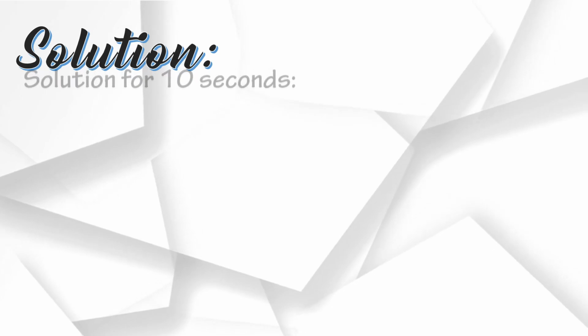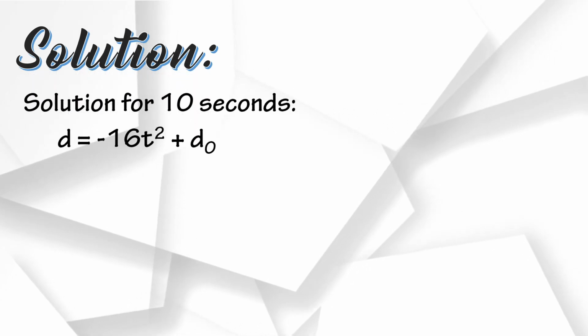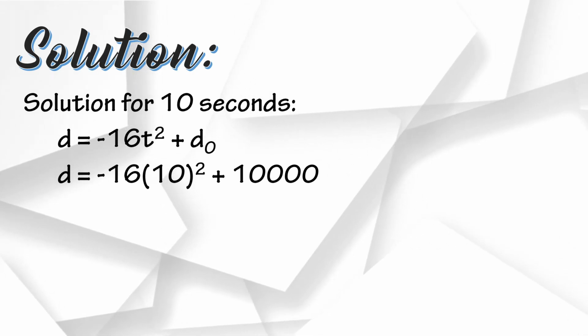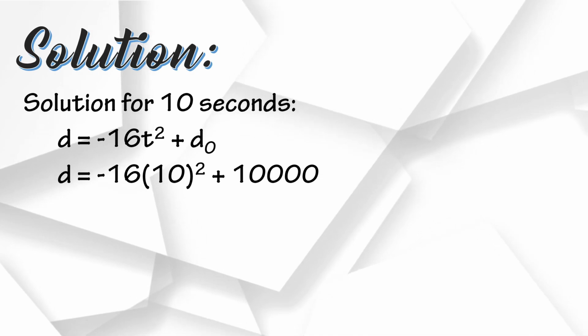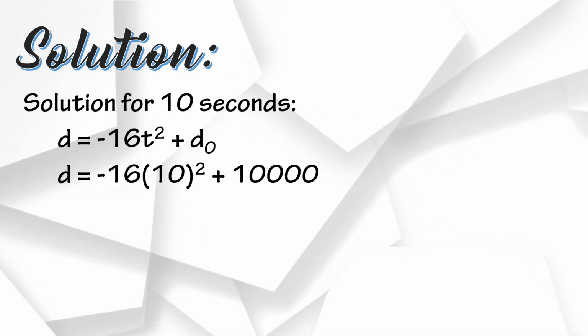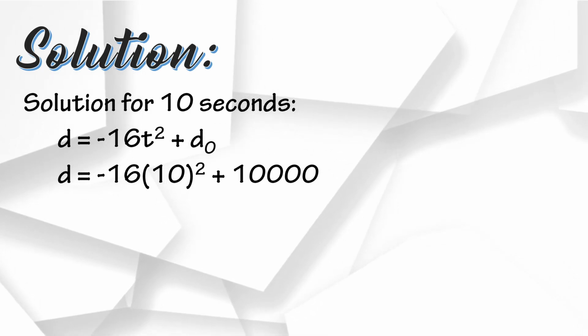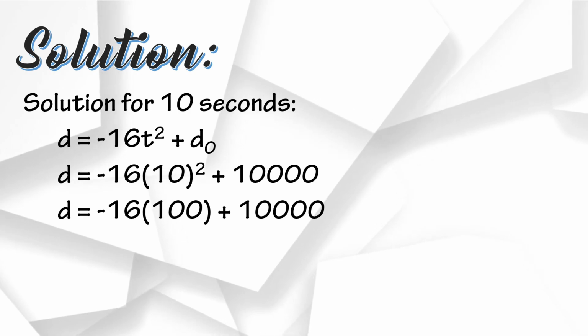Very good. Using the formula, d is equal to negative 16t squared plus d sub 0, we will substitute the times that we have to solve the problem. For 10 seconds, we will have d equals negative 16 times 10 squared plus 10,000. What is the square of 10? Good! The square of 10 is 100.